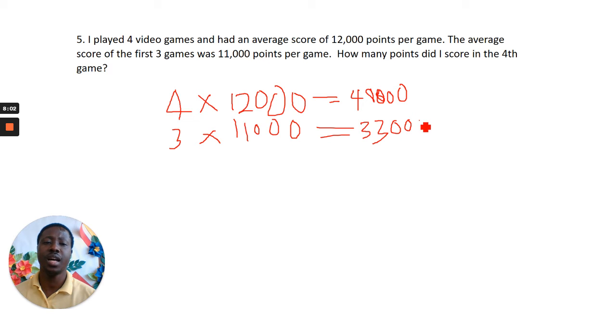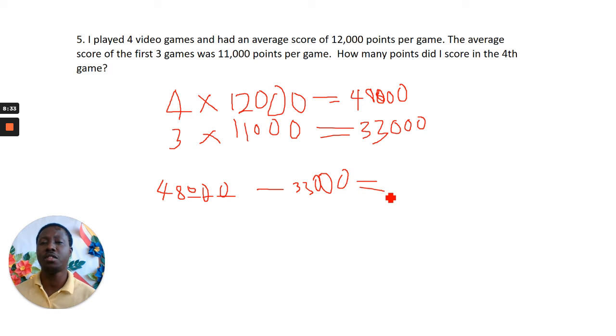Okay. Now, what do you have to do? How many points did I score in the 4th game? Just subtract. Subtract the first answer, 48,000, minus your 33,000, and it is equal to what? That will be the points you scored for the 4th game. All right, so you write your answer here. I'm not going to tell you.